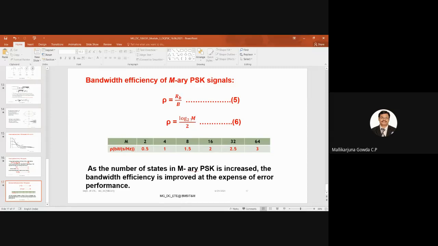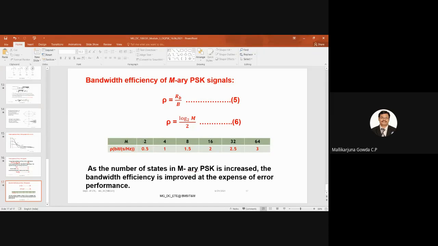So what is this M? M is the possible signals, right? Possible signals. So then we will be able to calculate the bandwidth efficiency for different values of M. That is what's shown here. When M is 2, the bandwidth efficiency, and its unit is bits per second per hertz. Bit per second per hertz is the unit of the bandwidth efficiency. So how many bits per second per hertz I will be able to transmit. That is what the efficiency is.